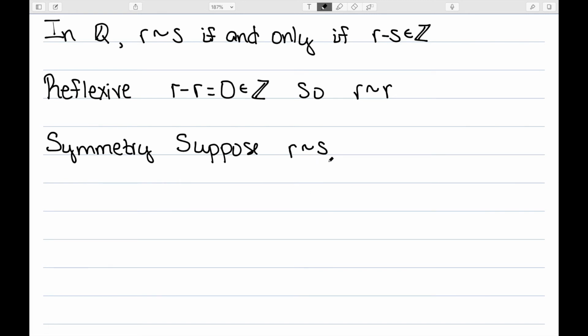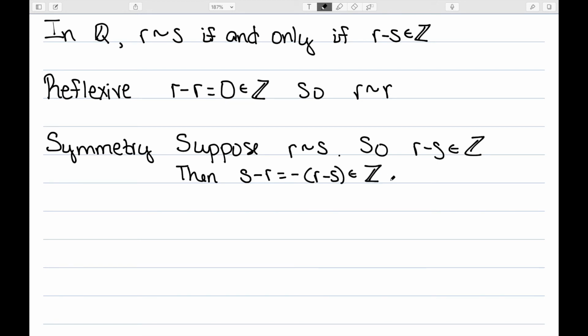Next, we need symmetry. To do symmetry, we suppose r is equivalent to s. So that means r minus s is an integer. Well, we want to be able to switch order here. So s minus r is going to be negative (r minus s). Switching the order is going to change the sign, but that's still an integer. Changing the sign of an integer is still an integer. Therefore, we have s is equivalent to r. So this is symmetric.